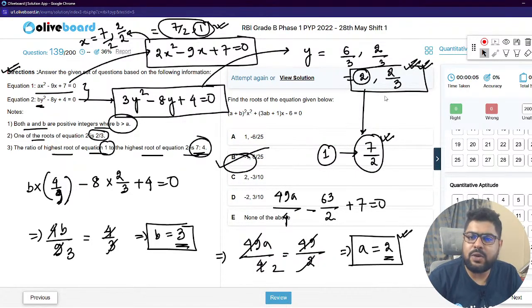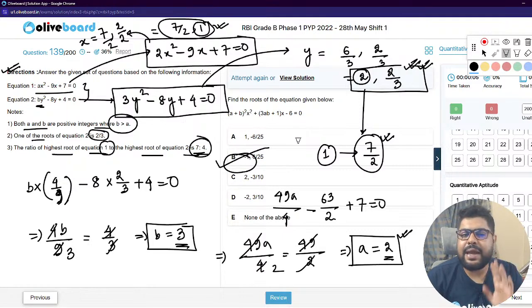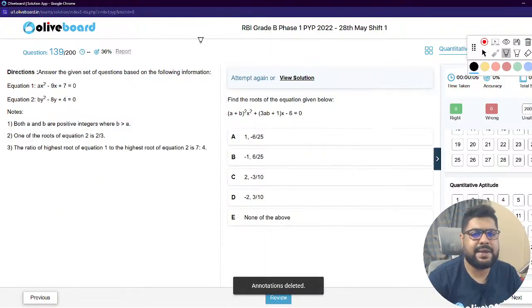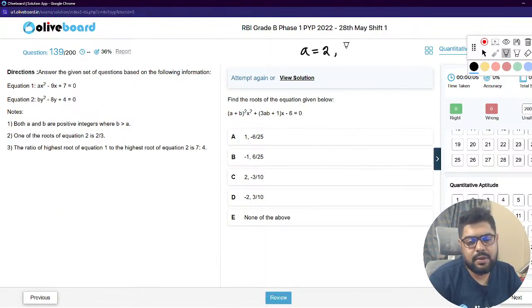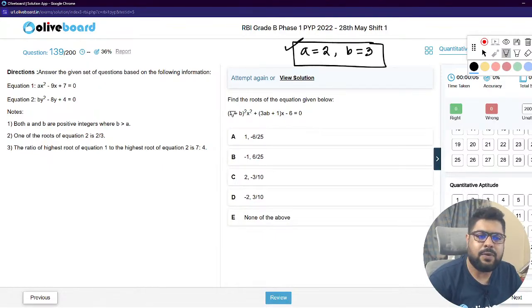Now, find the roots of this. We only need the values of A and B from here. A is 2, B is 3, remember, because this is the last question of this set. So A is 2, B is 3, that we figured out long ago. Now A plus B whole square is 5 square, that is 25.